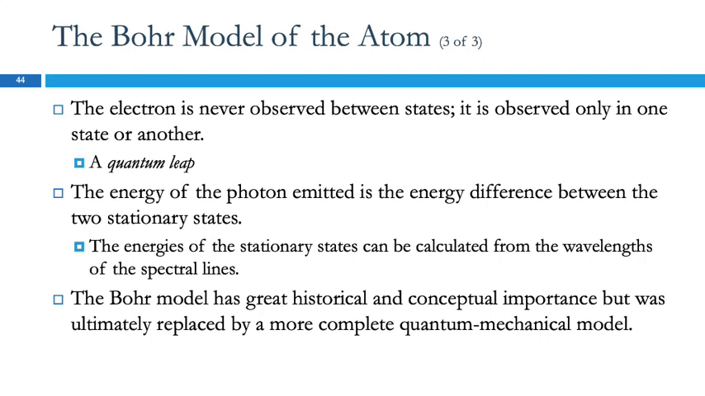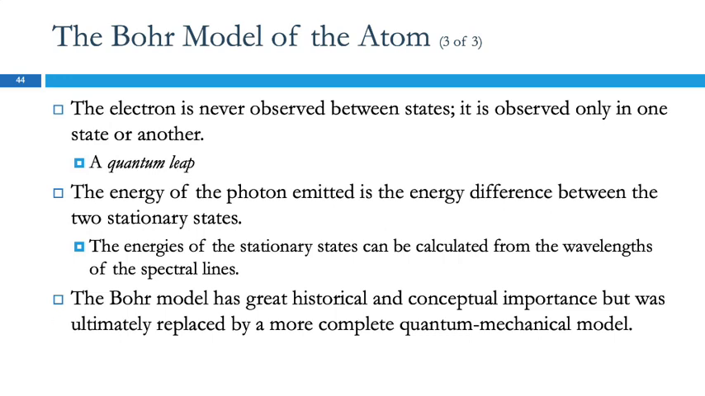So the energy of the photon that's emitted is the difference between those two stationary states. And those energy states can be calculated because we can measure the wavelength of the light that's emitted, and from its wavelength we can calculate its energy. So then we can see that the energy difference between these two states is such and such a value.